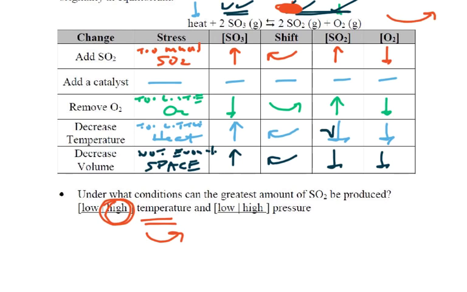Okay, how about pressure? On the product side, there's 3 moles of gas. This side is 2 moles of gas. If I want to shift to the right, then I'm going to have low pressure, because if the pressure is too low, 3 particles of gas will create more pressure than 2 particles of gas. So I want to do low pressure and high temperature, and that will shift to make as much SO2 as possible.